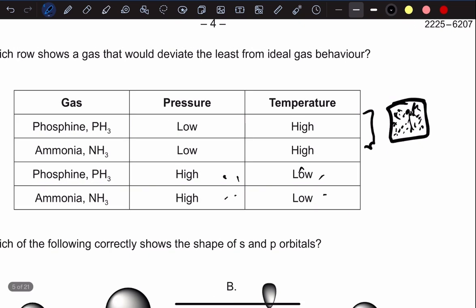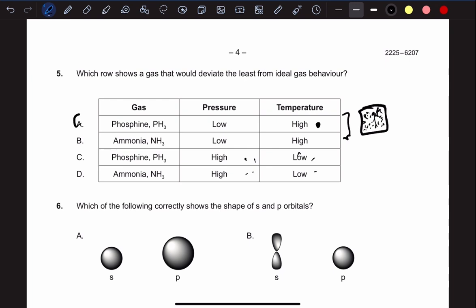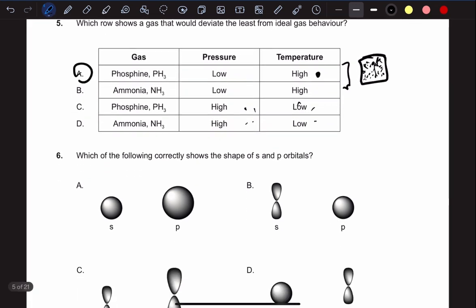So between phosphine and ammonia, which do you think would have stronger intermolecular forces? Well, for phosphine, we know that phosphine is polar, but it has a weaker intermolecular force compared to ammonia, which has hydrogen bonding, which we know is the strongest intermolecular force. So we know that in terms of these two, phosphine would deviate less than ammonia due to its low intermolecular forces, and therefore we go with A as our answer.